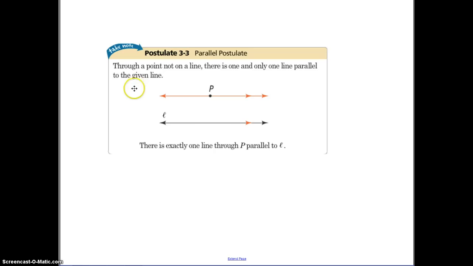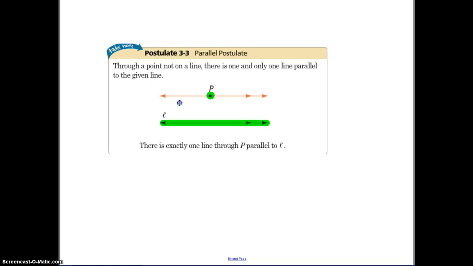So, first thing we've got to cover is what's called your parallel postulate. It says, through a point not on a line, there is one and only one line parallel to the given line. Which basically is saying that through a point, here's our point P, not on our line, here's our line L, and point P is not on it. So that lets me know there is one and only one line parallel to this one that goes through P, and that's my red line.